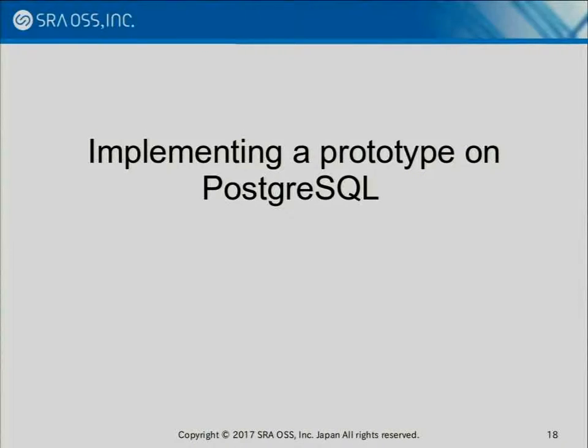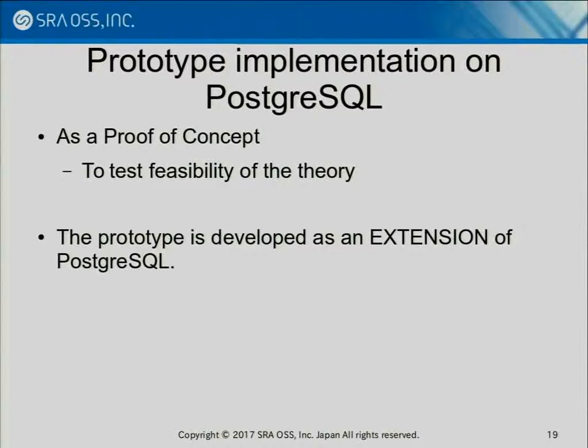Next, we talk about the implementation of the prototype. This prototype is implemented as a proof of concept, and the purpose is to test the feasibility of this theory. In the current version, this prototype is developed as an extension of PostgreSQL. So I don't touch the Postgres core code, but maybe in future we should touch the core code.